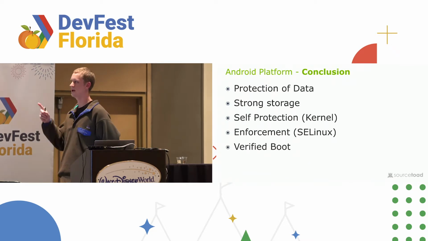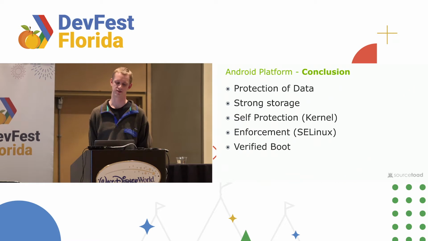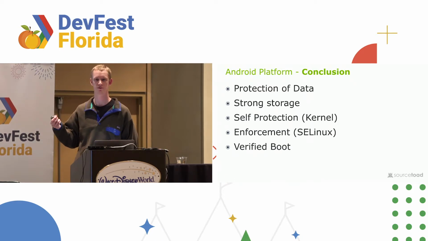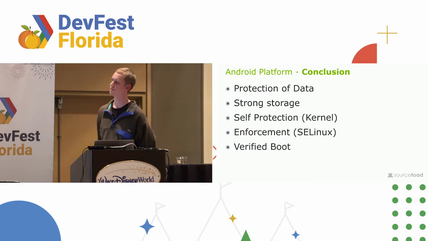So, ending this little section of the Android platform is just a bunch of really nerdy things, from protection of data, that was our StrongBox, all the way to the kernel, which can protect itself with memory locations and CFI. And then verified boot, we really didn't talk about much. We skimmed over that slide, but it just basically means, hey, am I booting a secure Android?